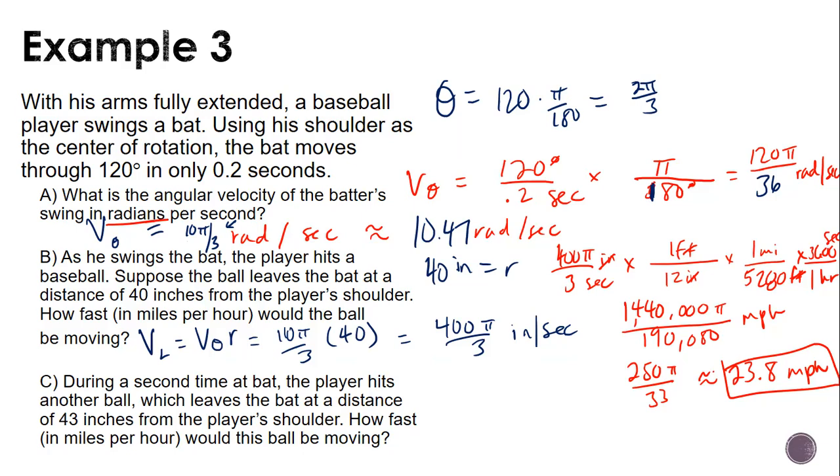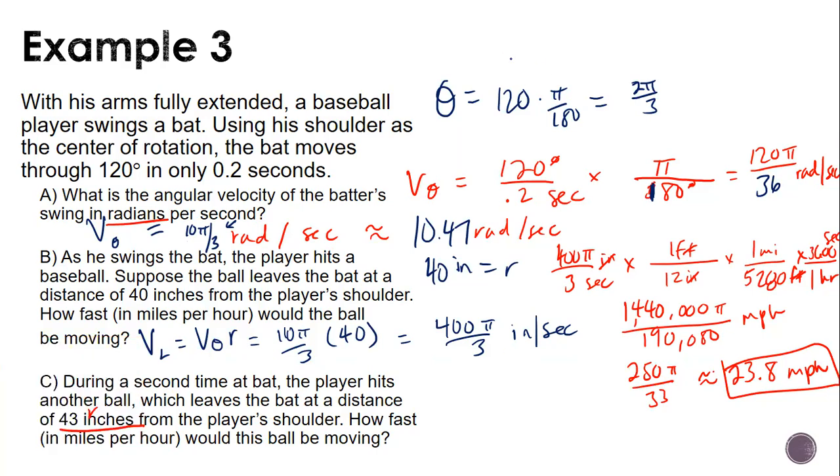All right. Then during a second time at bat, the player hits another ball, which leaves the bat at a distance of 43 inches from the player's shoulder. How fast in miles per hour would the ball be moving? So this time we would do the same thing, but our radius is now changed. Our radius is now 43 inches. So this is our new R. I'm going to need a whole other color, or pause.